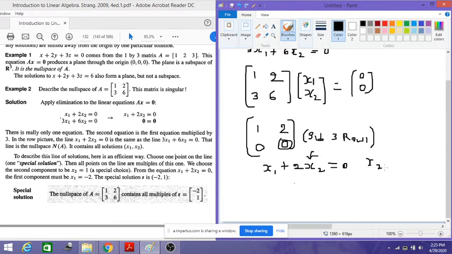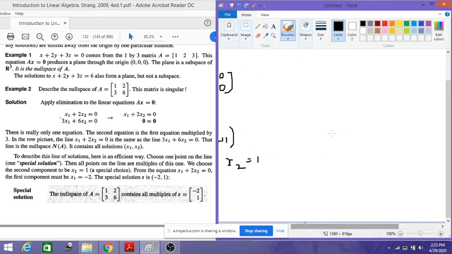So let us substitute x2 is equal to 1. Then what happens to this x1? This x1 value becomes minus 2, because when I take it to the right side, I get 1. So the null space of A, with 1, 2, 3, 6, contains multiples of the special cases.